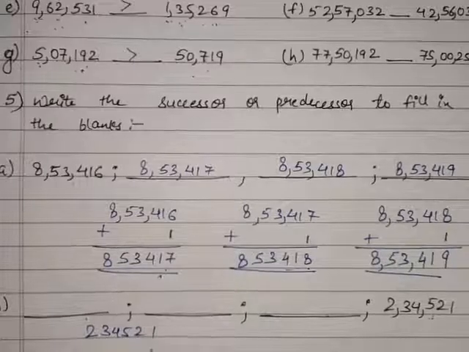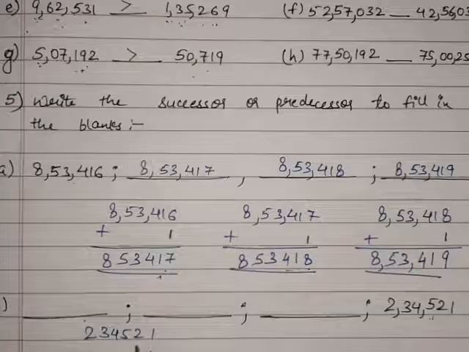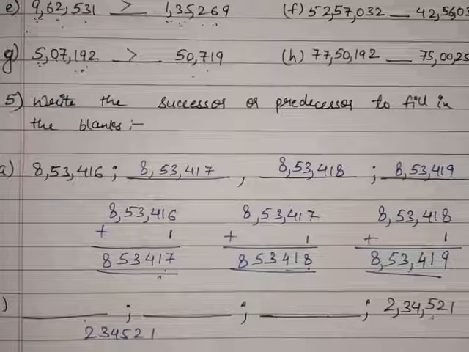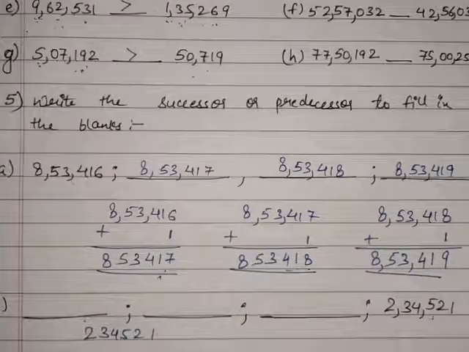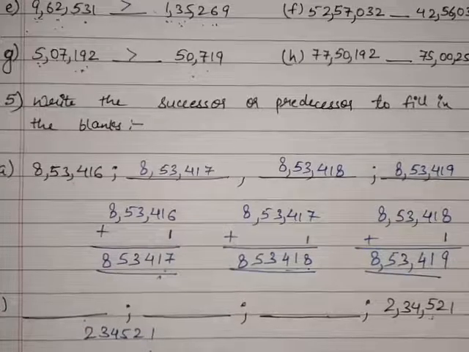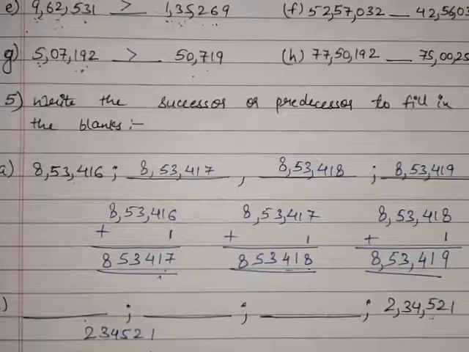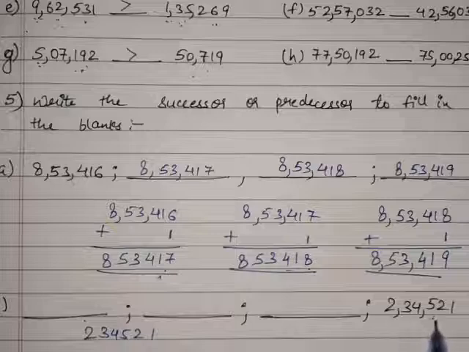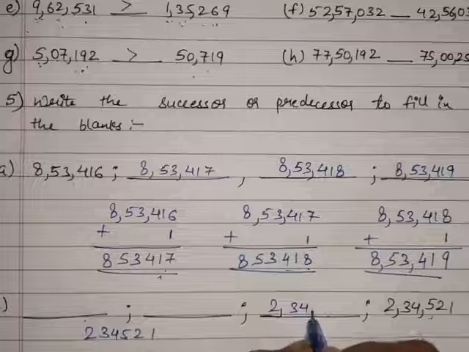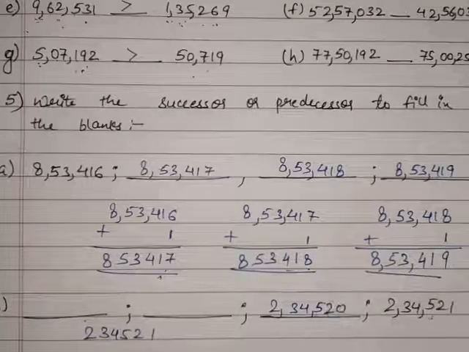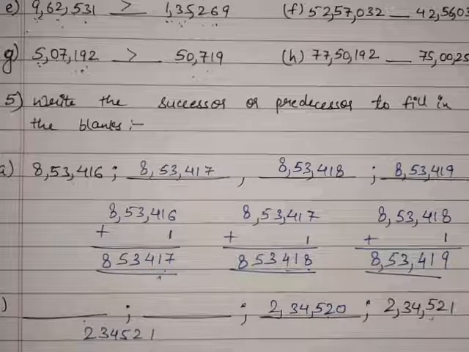2,34,521 minus 1. So what will we get? 1 minus 1, 0. 2 minus 0 equals 2. 5 minus 0 equals 5. 4 minus 0 equals 4. 3 minus 0 equals 3. 2 minus 0 equals 2. So what is the predecessor of 2,34,521? It is 2,34,520. Now what is the next predecessor of 2,34,520? We will find it.